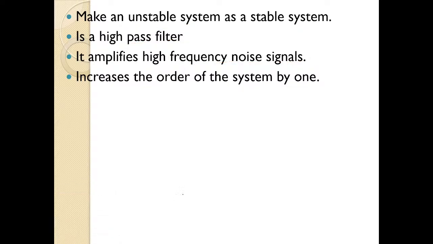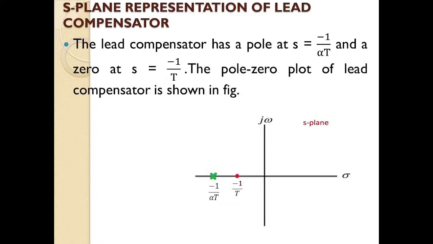Now let us see the S-plane representation of the lead compensator. How to represent the lead compensator on the S plane. As I said, compensators add a pole and zero to the existing system. Since this is a lead compensator, the pole of this lead compensator is s equals minus 1 by alpha t, and the zero of this lead compensator is s equals minus 1 by t.